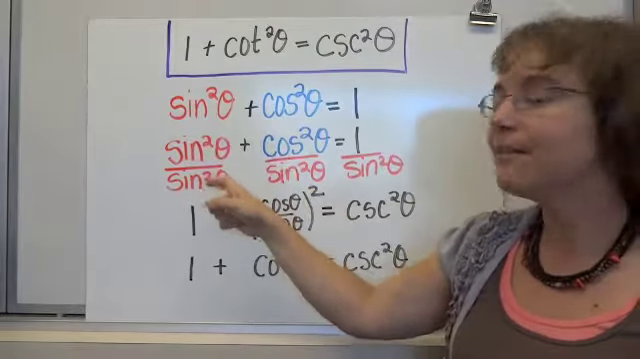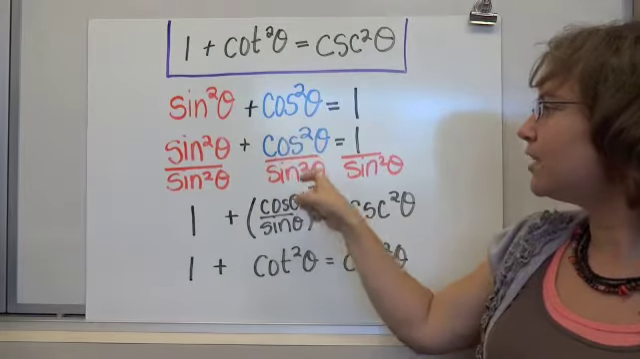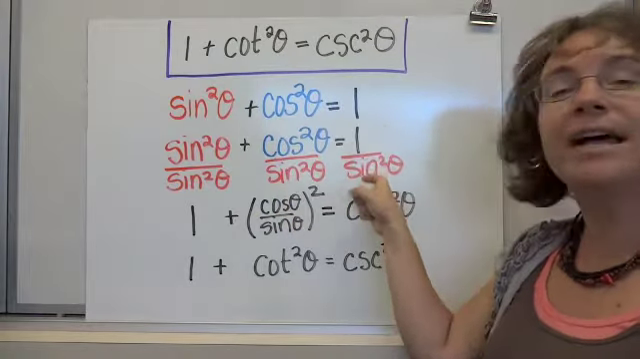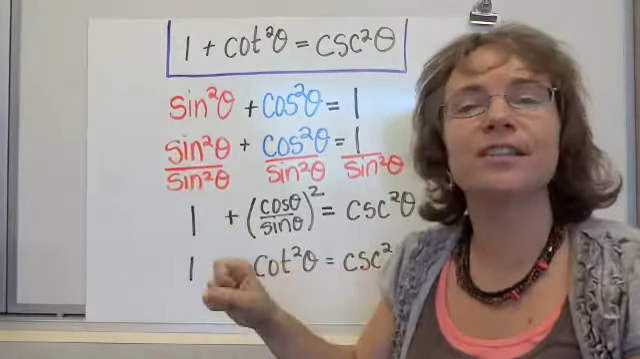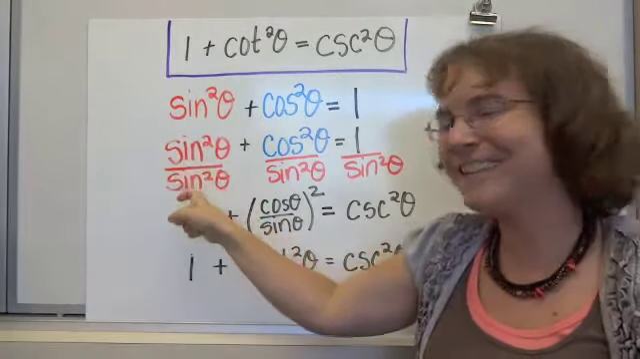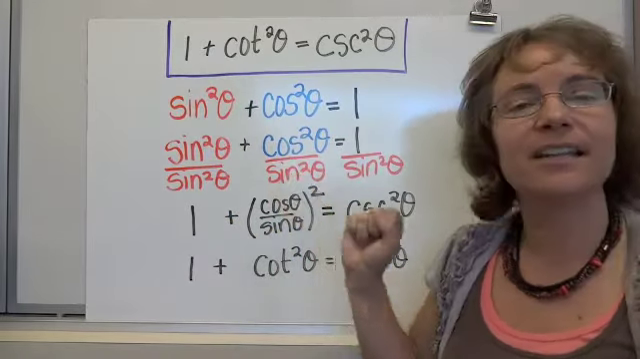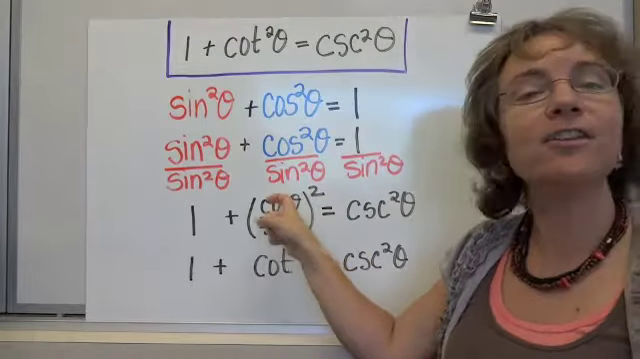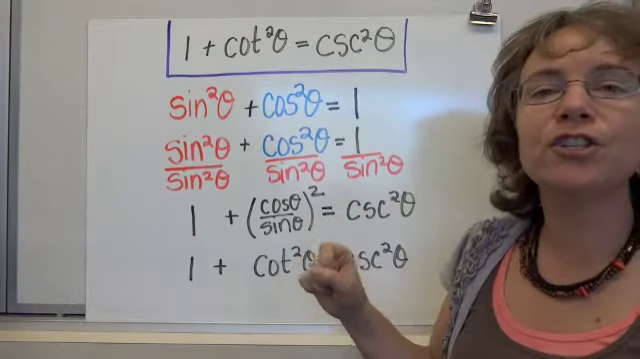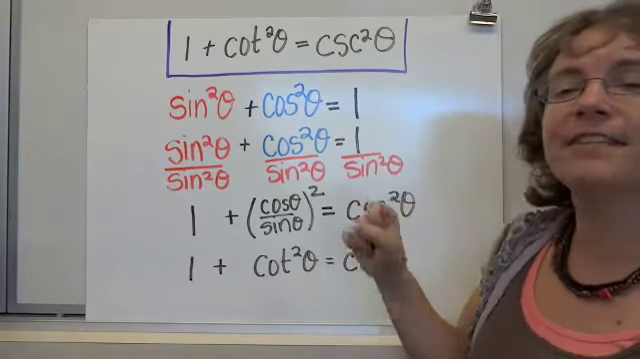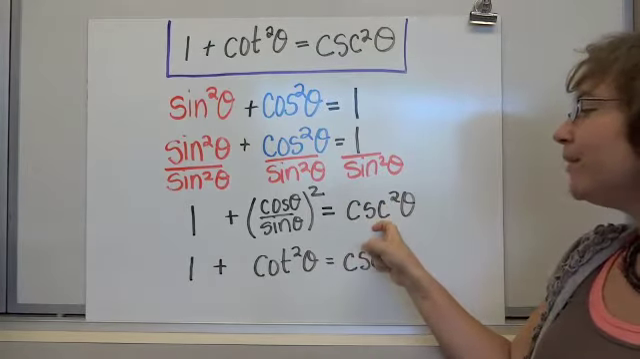And then I'm going to divide everything by sine squared theta. So sine squared theta divided by sine squared theta, cosine squared theta divided by sine squared theta, and 1 divided by sine squared theta. Sine squared theta over sine squared theta is going to give us a 1. And then cosine squared theta over sine squared theta, I'm going to take the squared out there, and so I just have cosine theta over sine theta, squared, is equal to, this is the reciprocal of sine squared theta, and that's going to be cosecant squared theta.